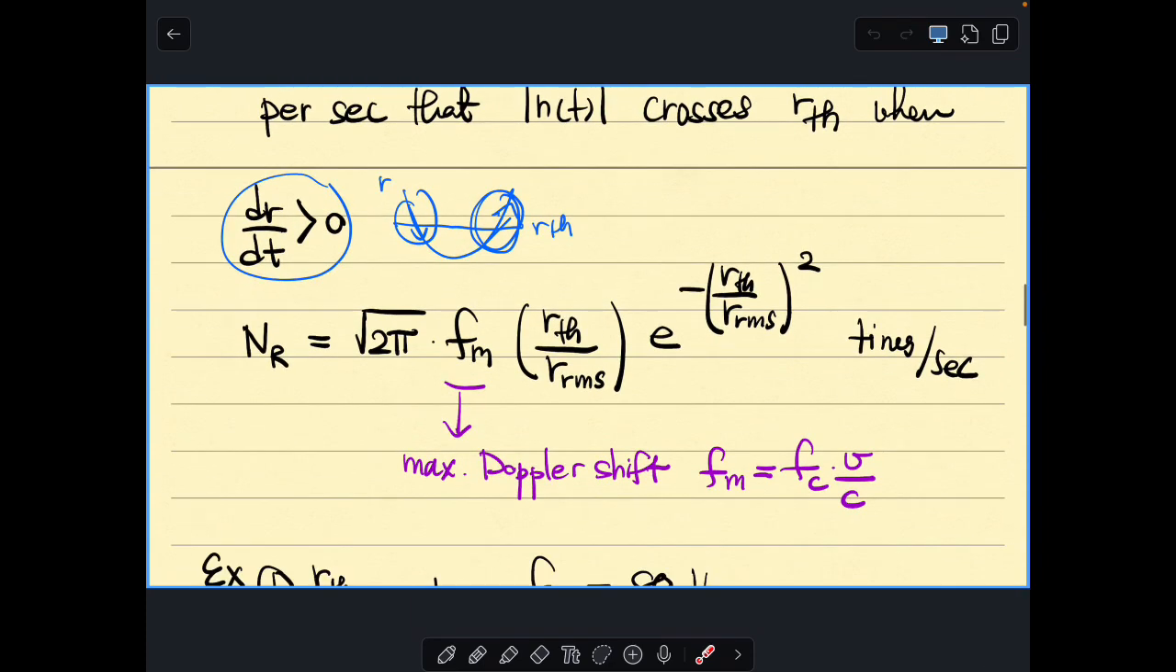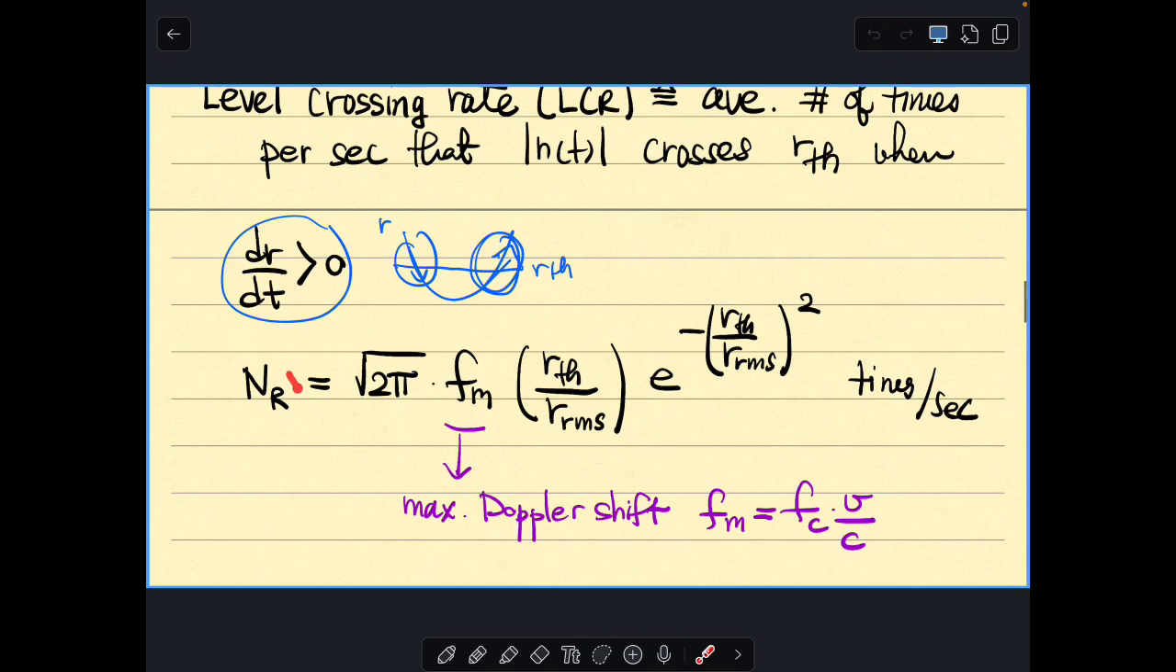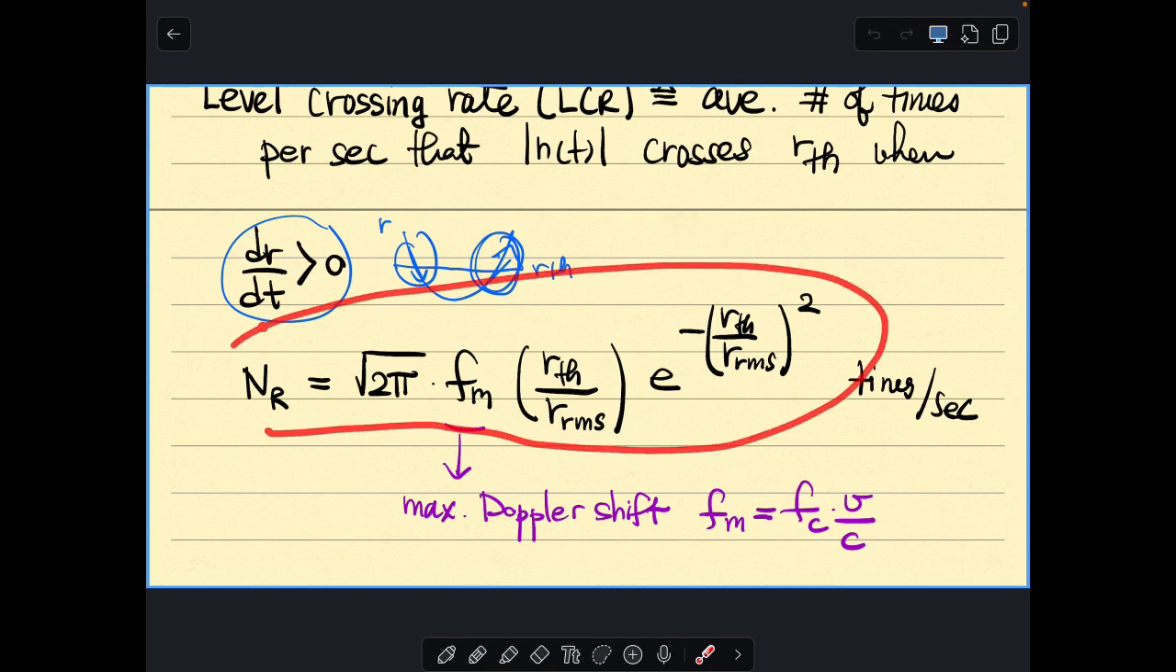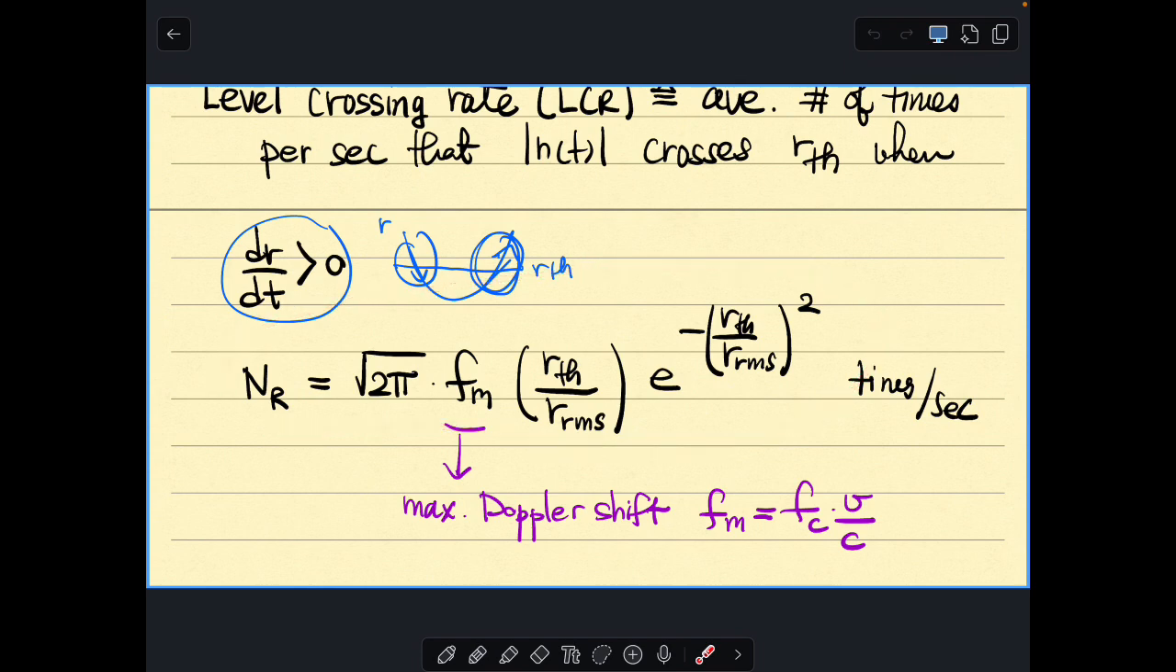Okay. So what is the level crossing rate? We use N subscript r to denote the level crossing rate. We can analyze this for Rayleigh fading. It's equal to the square root of 2 pi multiplied by f_m. Okay, what is f_m? Anyone remember?